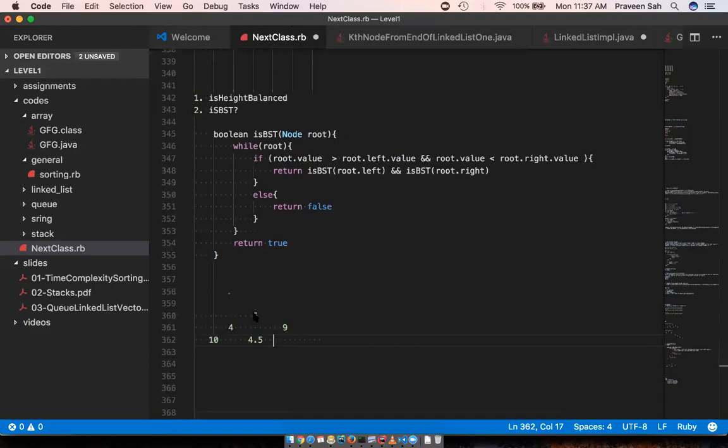Okay. So I'm trying to give a case where your code will not work. You all said it will work. I'm giving you a case where it will not work.